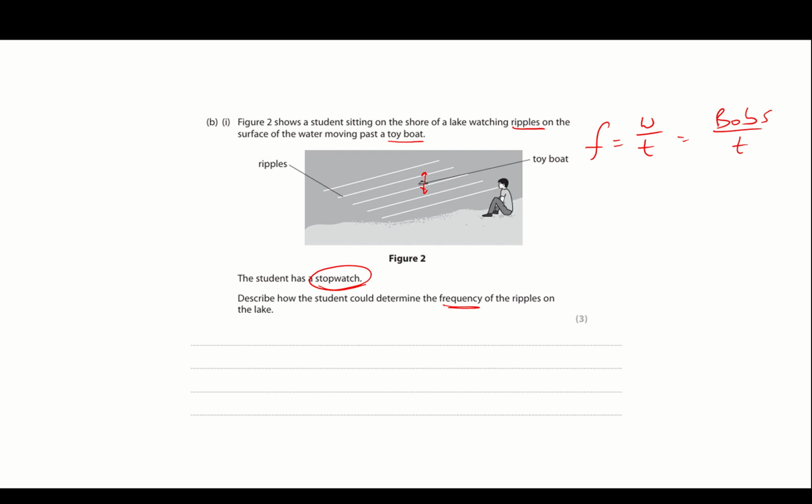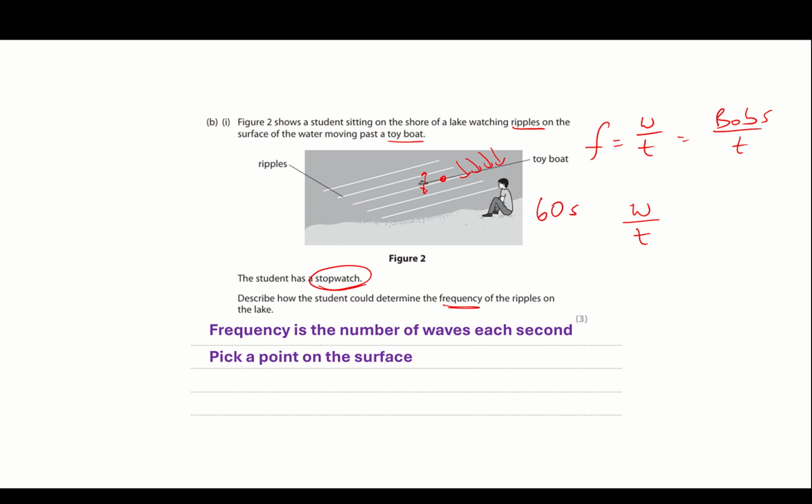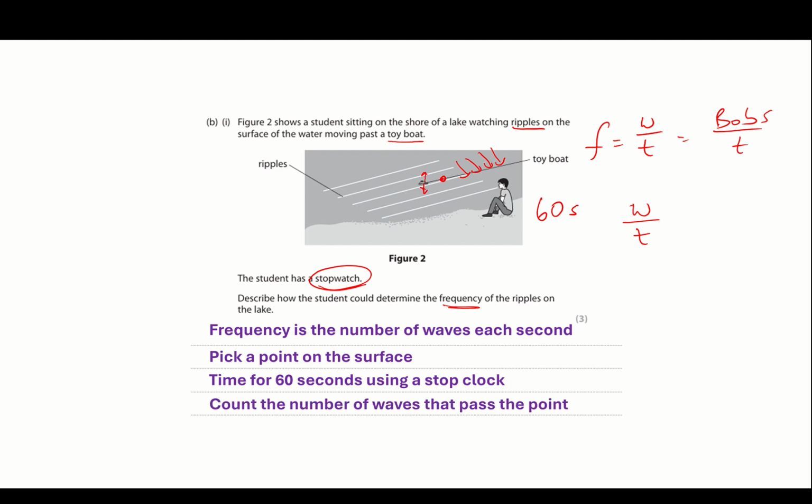Well, given we know that it's the waves over time, we're just going to pick a spot. Makes sense to use the boat. Set a time. Let's set that to 60 seconds. We're then going to count the waves as they pass: 1, 2, 3, 4. And then we know it's just the number of waves divided by the time. And then to put that all into words: frequency is the number of waves each second. Pick a point on the surface. We're going to pick where the boat is. Time for 60 seconds using a stop clock, and then the last bit for the mark: count the number of waves that pass that point, and frequency is the number of waves divided by the time.